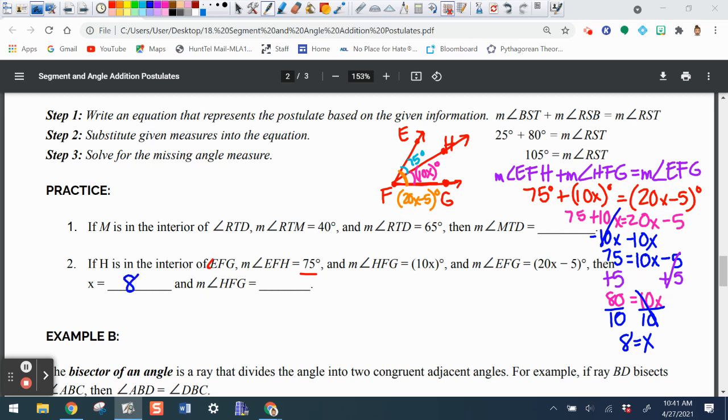So let's put in 8. And again, it's not degrees. X is the value that is simply helping us find our missing measure. So x equals 8. And they want us to find the measure HFG.